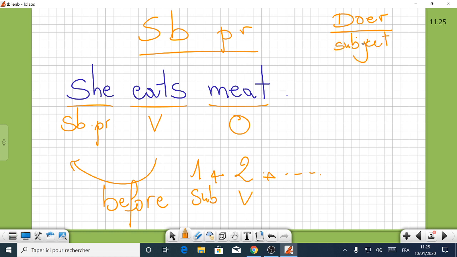Of course, when I say eats meat, we ask the question, who eats meat? The doer of the action, the one who eats meat, is she. So what do we say? She eats meat, and this is very logical. When we talk about subjective pronouns, we talk about the first position in a sentence, just before a verb. And whenever we have a verb, we need a subjective pronoun.